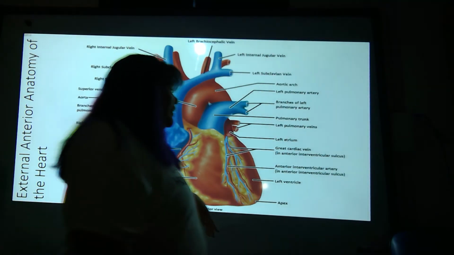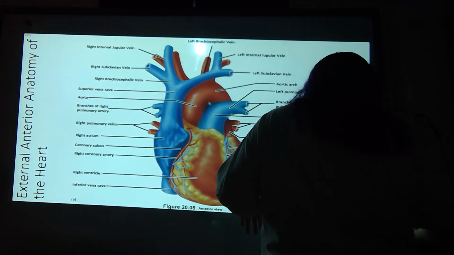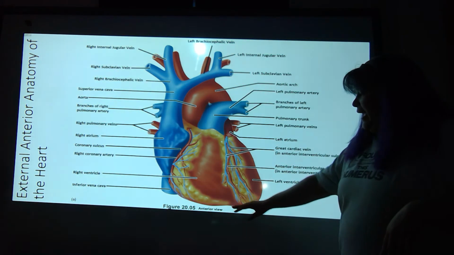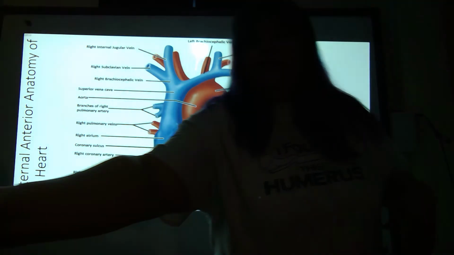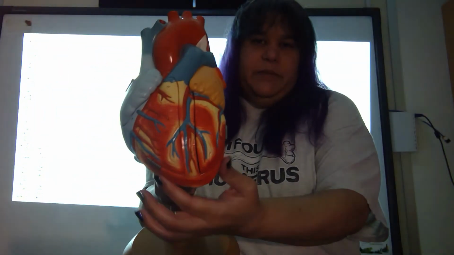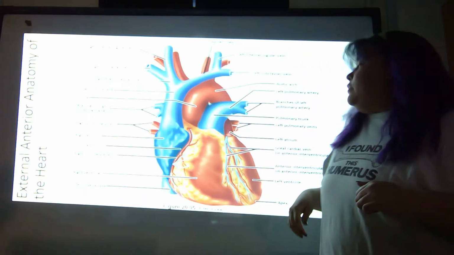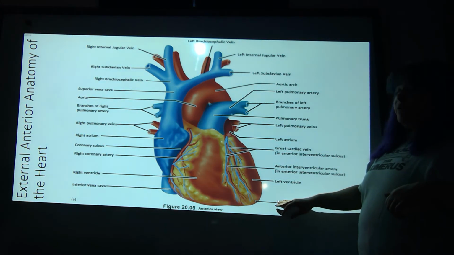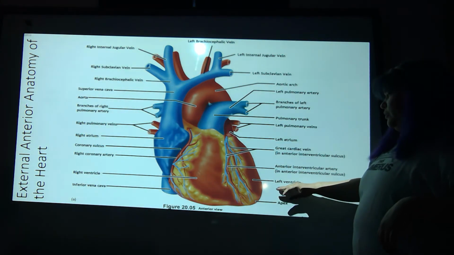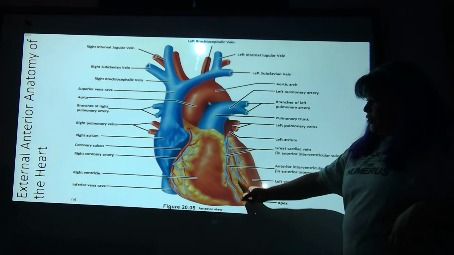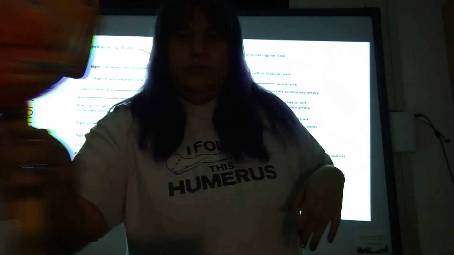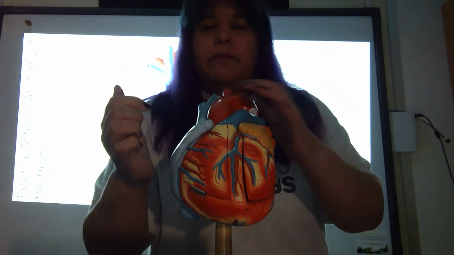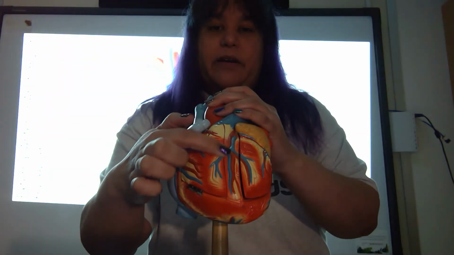On the other side, we have the apex of the heart. This is that kind of pointed end. If you look at the model, this pointed end is going to be the apex. So we have the apex of the heart, the left ventricle. See how this goes right down the center? If you look at the model, it would be right here.